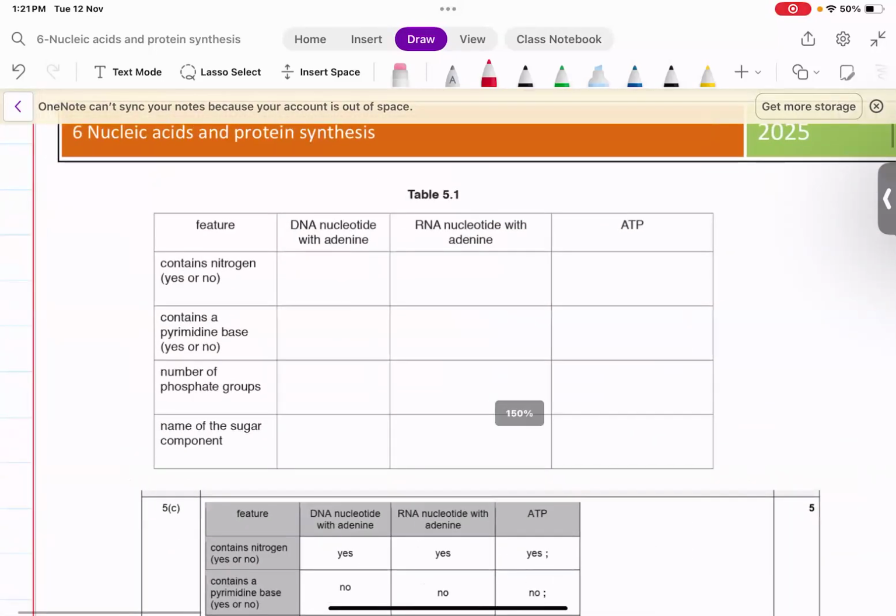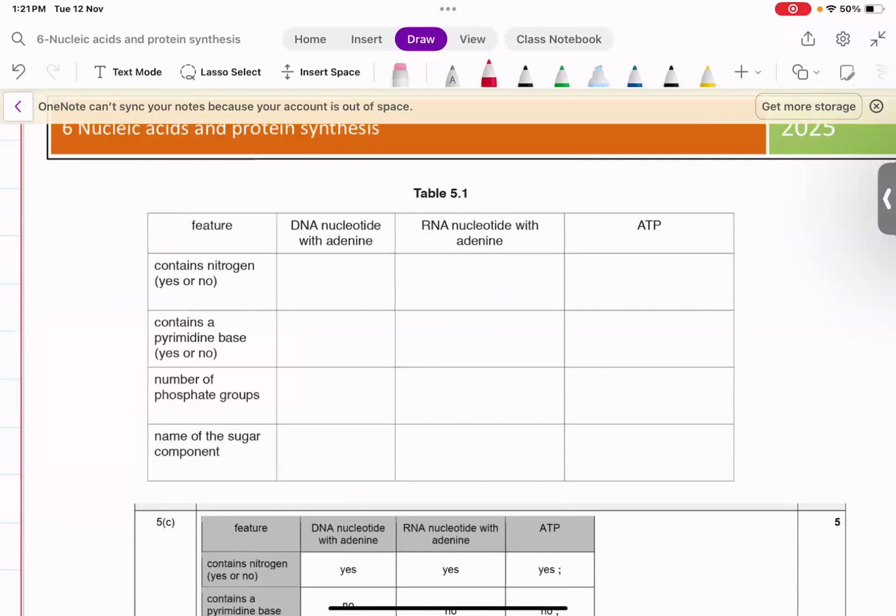Now let's see. Contains nitrogen, yes or no? DNA nucleotide with adenine, obviously this is a nitrogen base, so nitrogen is present. RNA nucleotide with adenine, obviously the nitrogen will be present. ATP, obviously it has the adenine nitrogen base, so it will have nitrogen present in it.